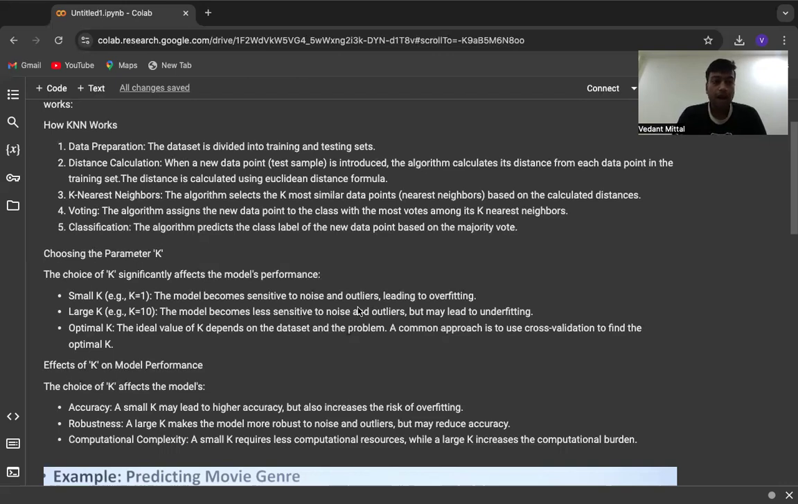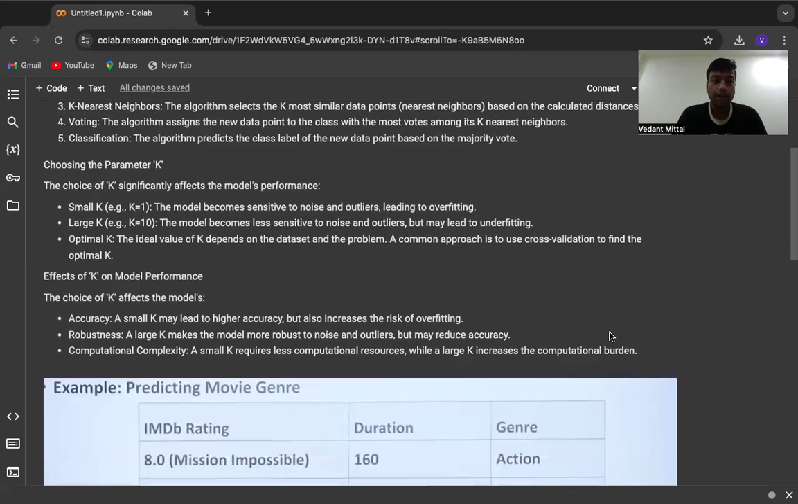And when a large k is taken, something like 10, the model becomes less sensitive to noise and outliers, but may lead to underfitting. So basically, if you take a small k or a large k, some problem might occur. So it's generally recommended to use a middle value of k, depending on the data set and the problem. A common approach is to use cross validation to find the optimal k. Now, the choice of k affects the model's accuracy.